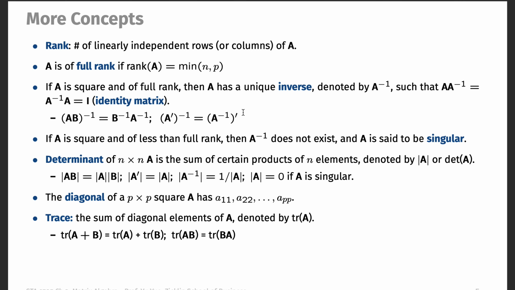So the rank of a matrix is the number of linearly independent rows and columns. Okay. And it turns out, this is beyond the scope of what we're talking about, but the number of linearly independent rows is always the same as the number of linearly independent columns.